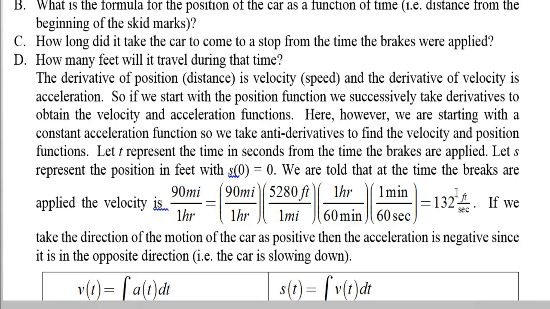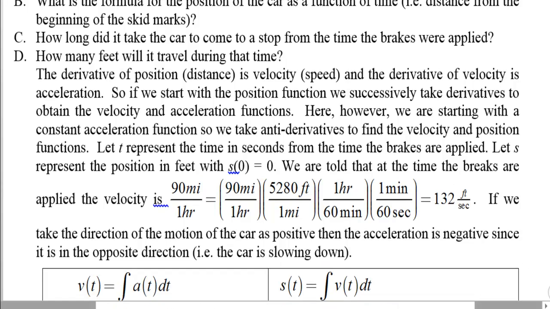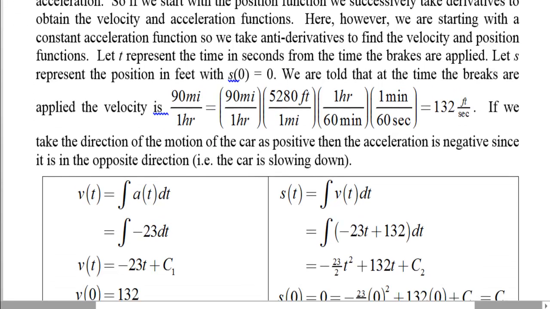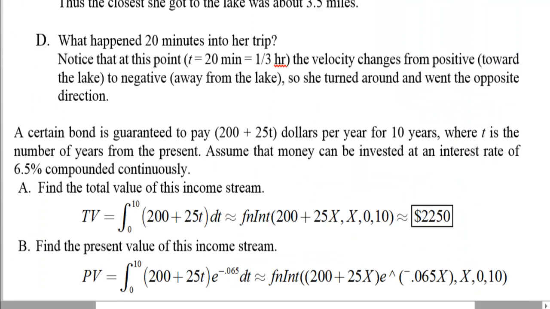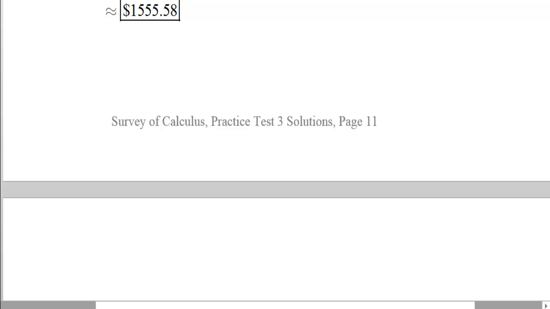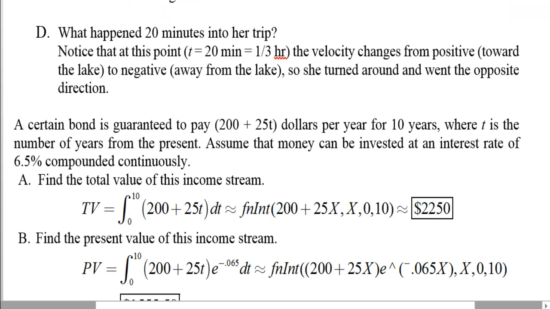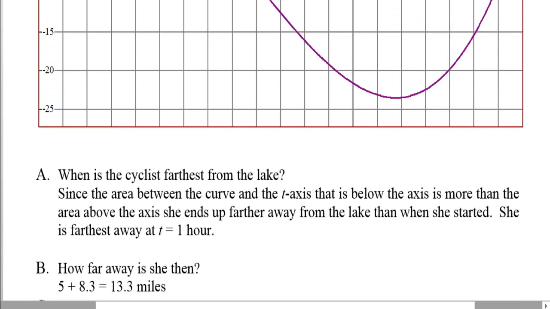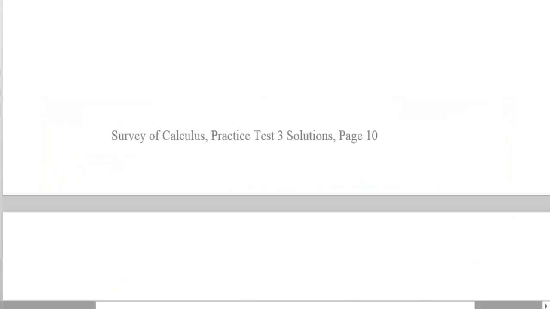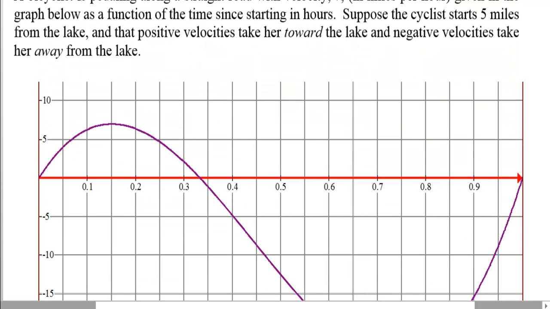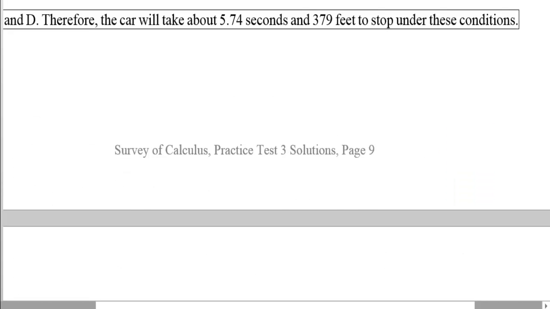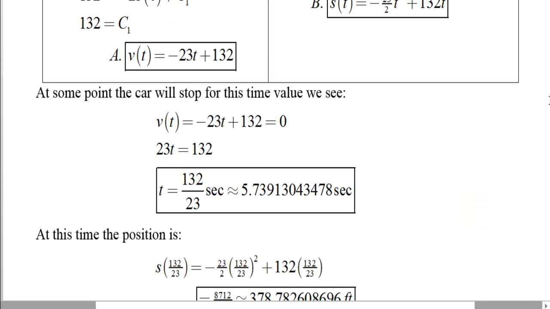So if we take the direction the car is pointed, where it starts moving, as positive, then acceleration is negative, because it's in the opposite direction, because it's decelerating, slowing down. So the acceleration, whoops, go back here. Okay, so acceleration was this negative value. Okay, so here we go.